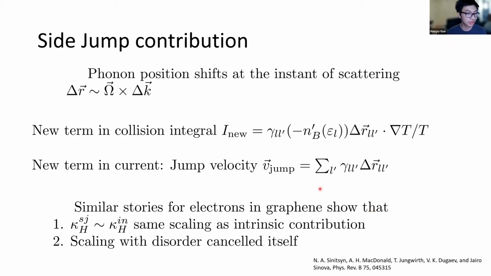But what I would say is, comparing to similar stories for electrons in graphene, the side jump contribution to the Hall transport scales at the same order as the intrinsic contribution. Also, the side jump contribution doesn't depend on the strength of the scatterers, like the strength of impurities or disorder. It's because in this calculation the disorder strength appears in both the numerator and the denominator, and they just cancel each other out.